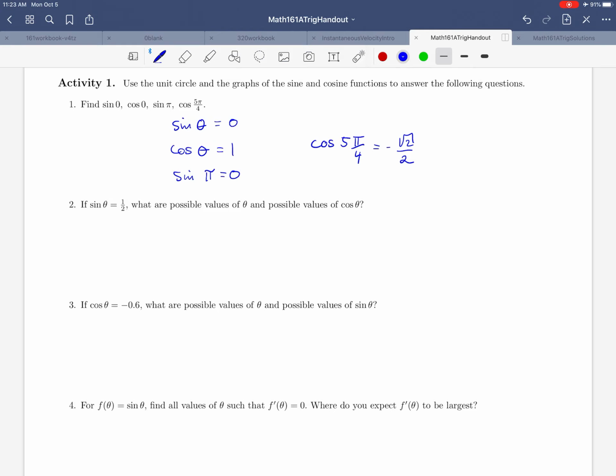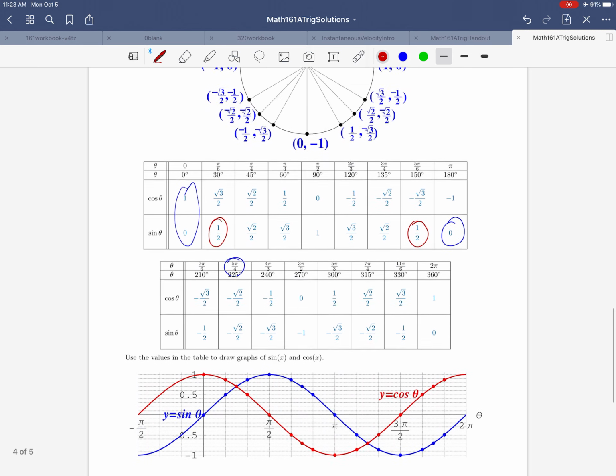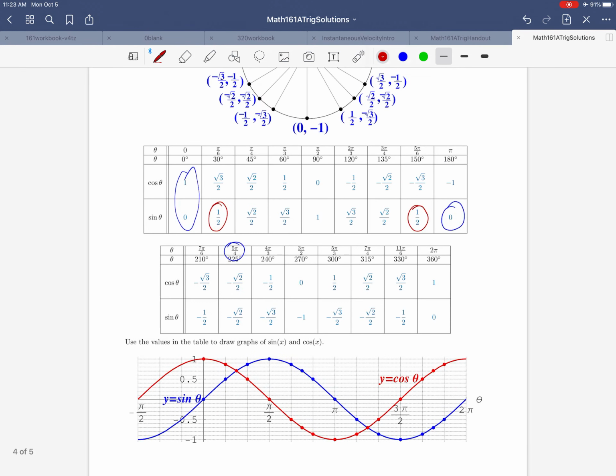Second question. If the sine of theta is 1/2, what are possible values for theta and possible values of cosine of theta? Okay, let's go back. We wanted to know what is happening when the sine value is equal to 1/2. Let me change colors. So we are looking for the sine being equal to 1/2. So I found one right there, but I found another one over here. And from our graph, we see sine being equal to 1/2 happens twice.